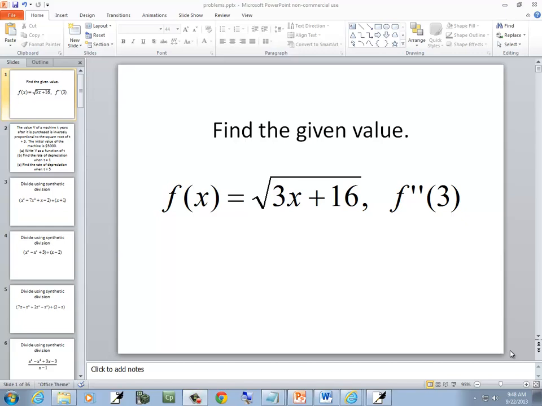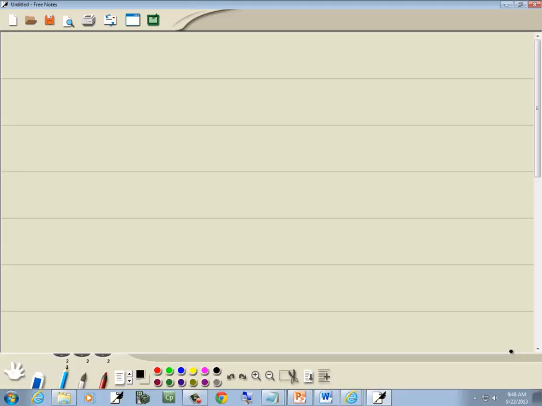In this problem, we want to find the given value. So we've got f of x is equal to the square root of 3x plus 16. And then we want to evaluate after we find the second derivative. Okay. Well, first off, we're going to rewrite this as 3x plus 16 to the 1/2 power.